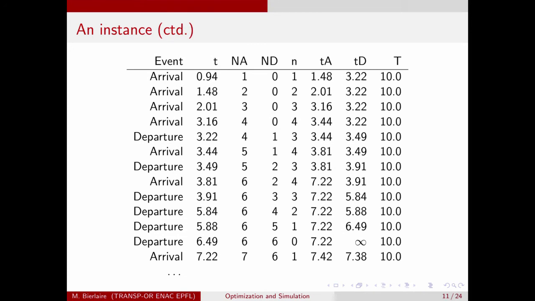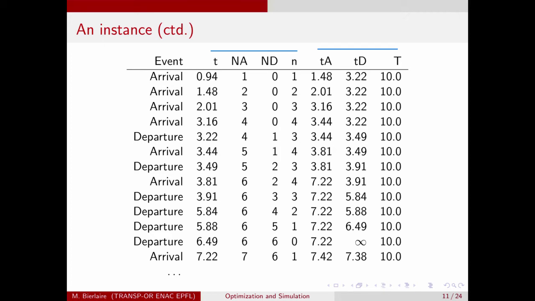So this is basically an instance of running the simulator. You have here the list of events, and each column corresponds to one of the variables that we have been considering. We have 4 variables that are characterizing the system: the time, the number of arrivals, the number of departures, and the number of customers. And then we have the 3 time tags that are associated with the events.